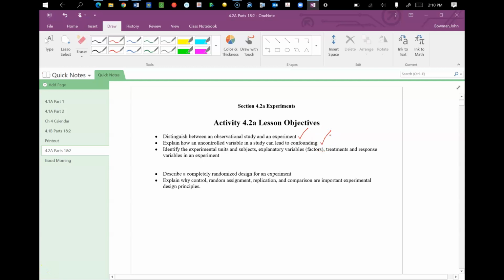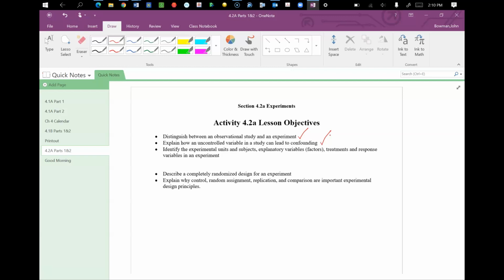And lastly, we took a look at experimental units and subjects, explanatory variables, factors, treatments, response variables, and an experiment. And we didn't talk too much about this, but most of the time, the subjects are the experimental units. Experimental units are the smallest group to which the treatments are applied. So in our example with eating an apple a day and visiting the doctor, we could apply the treatment, the apple, to the individual subjects in the group, in which case the subjects are the experimental units.